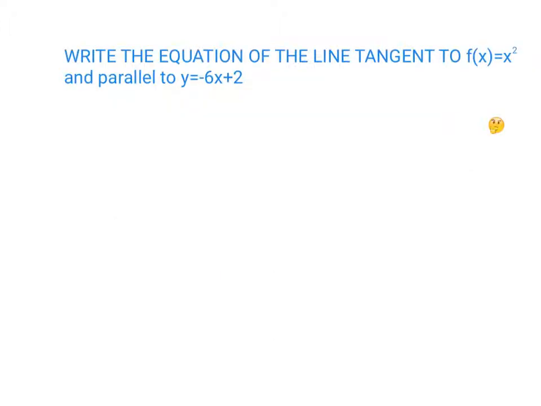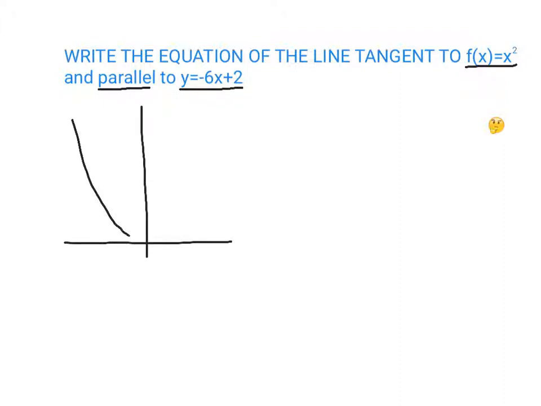So here we go. We're going to write the equation of a line tangent to f of x equals x squared, and it happens to be parallel to the line y equals negative 6x plus 2. So let's draw ourselves a little picture and try to visualize what's happening here. Here is f of x equals x squared, and if I drew this line, the y-intercept is a 2, so it's going to cross the y-axis right there, and the slope is negative 6, so it's a very steep negative slope. Now that line that I just drew is not tangent to the curve, but there is some other line tangent to the curve that's parallel to that black line.